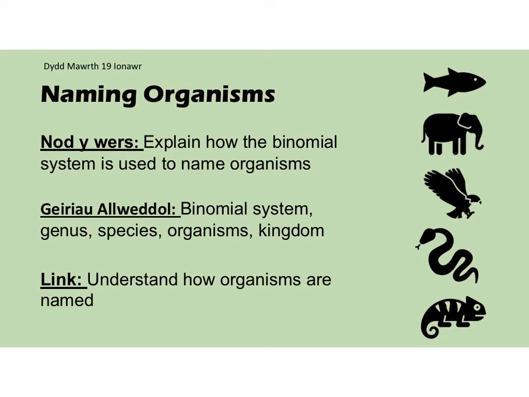Okay, so today's lesson is about naming organisms. The date today is Dydd Mawrth 19 Ionawr. Your learning objective for today is to explain how the binomial system is used to name organisms. Your keywords are binomial system, genus, species, organisms, and kingdom. And your link is to understand how organisms are named.